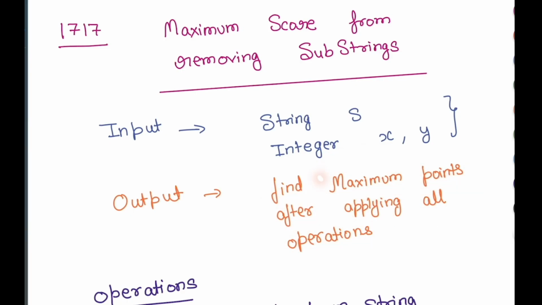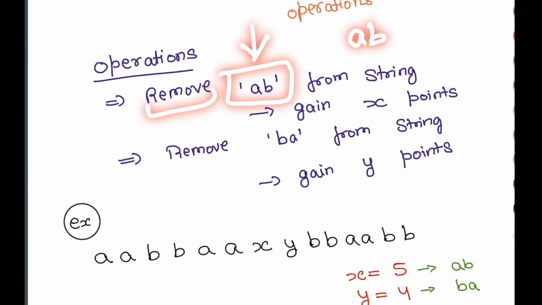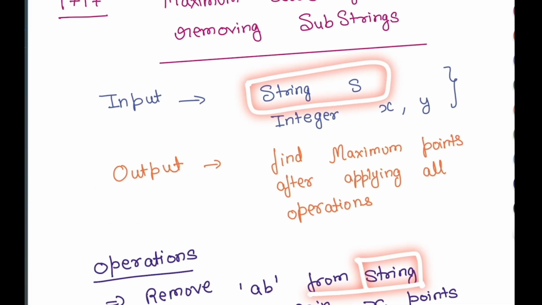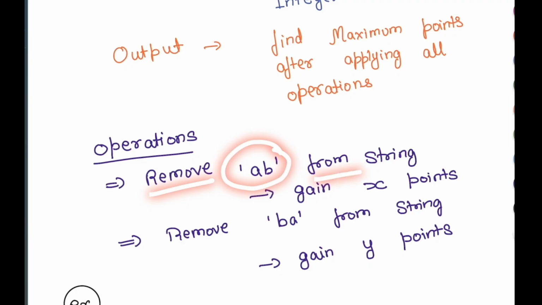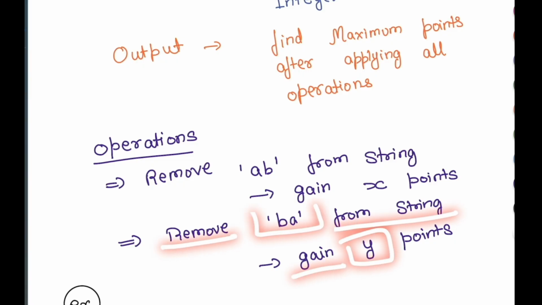So basically we need to maximize the points we can have after we apply all the operations. What are the operations available in the problem? Let us see. We need to remove the substring AB from the input string s. That is operation number one. After removing this substring, we gain X points. Also, we have one more operation: if we remove the substring BA from the string, then we gain Y points.